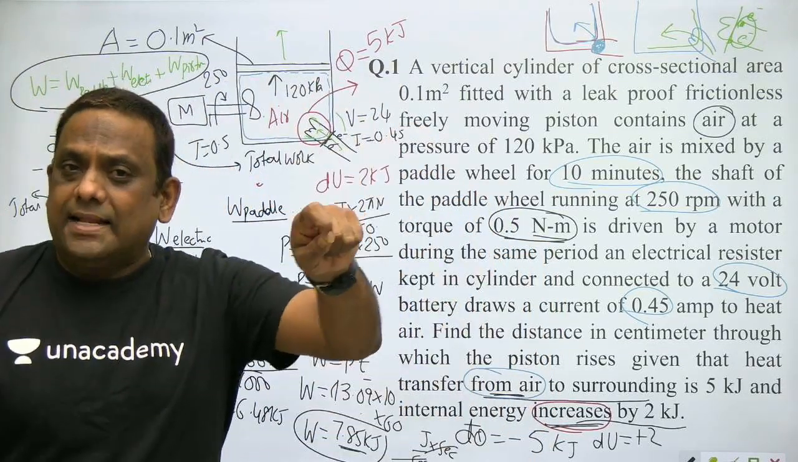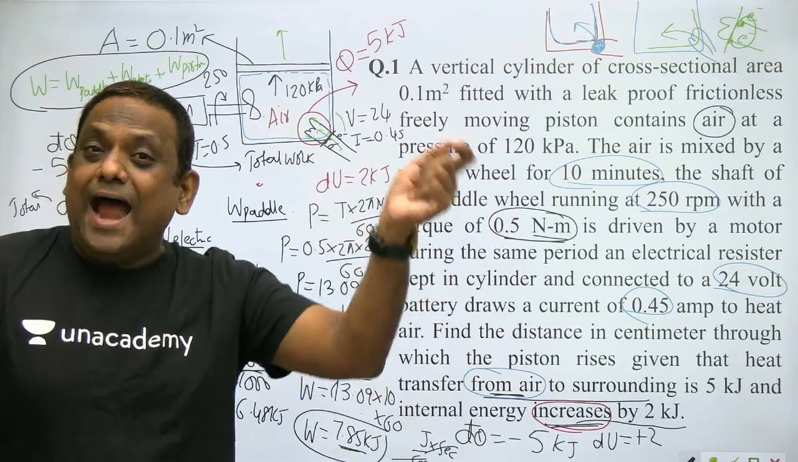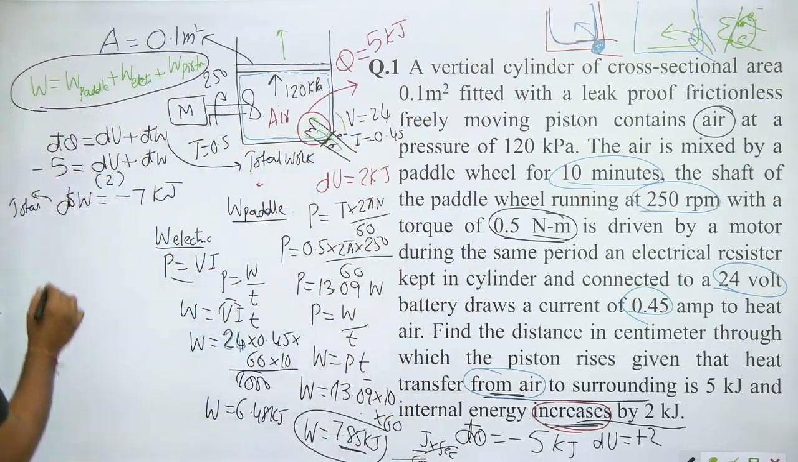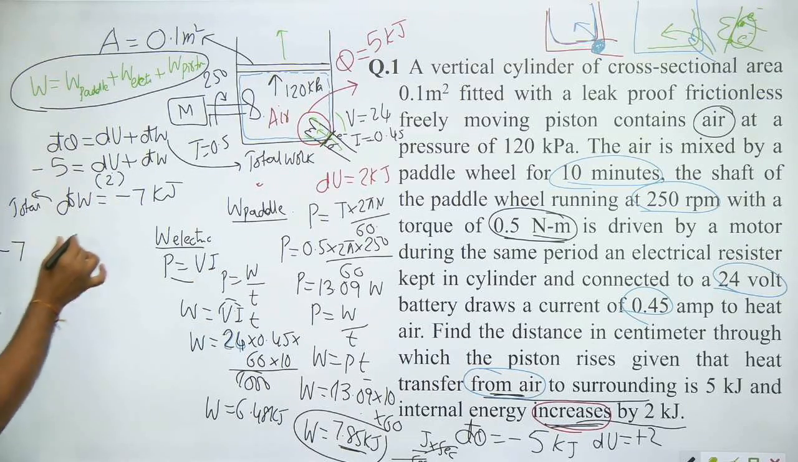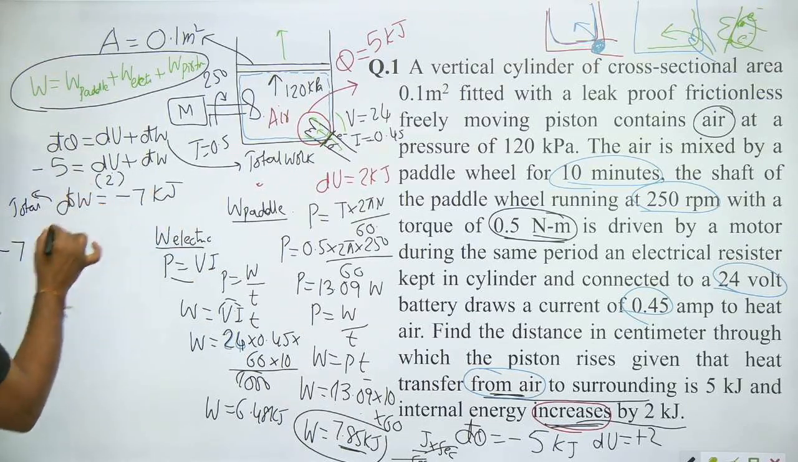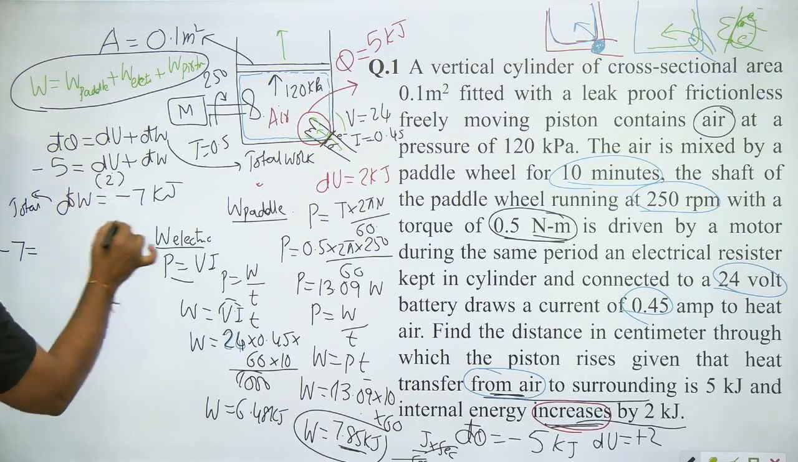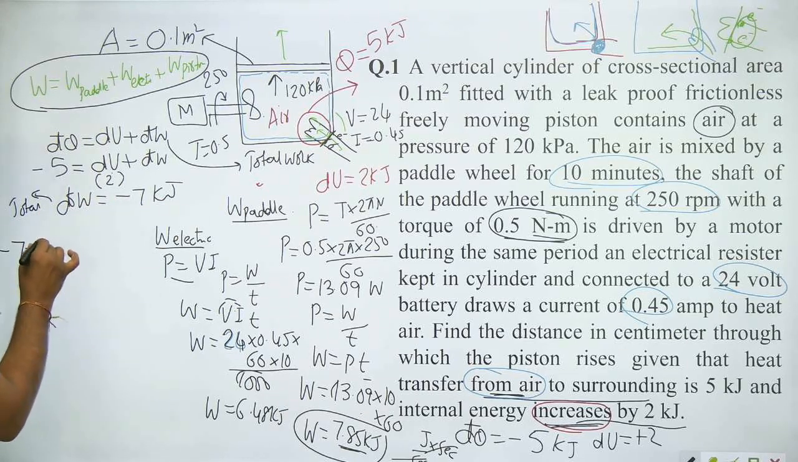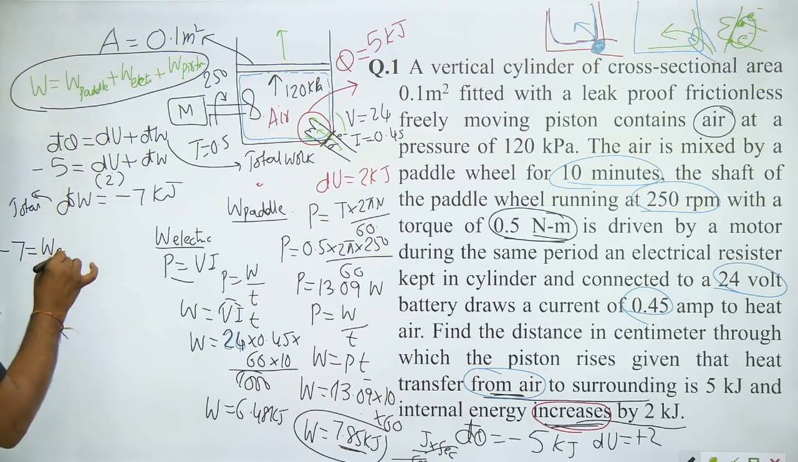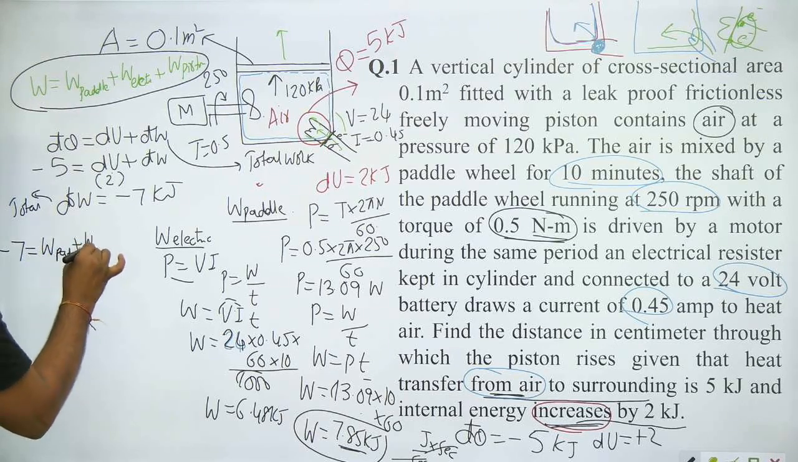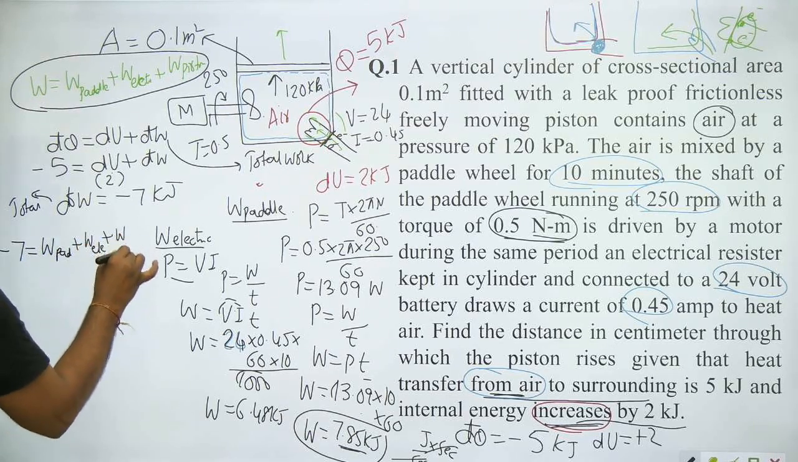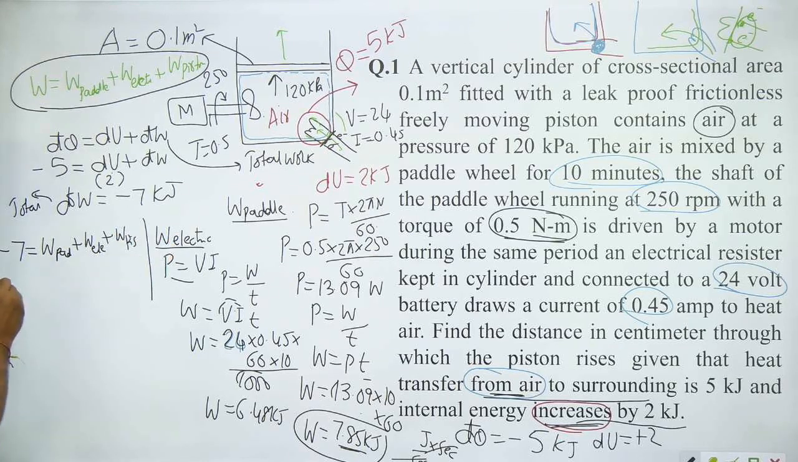Now look, the total work has three components. What are those? Paddle wheel work, electric work, and piston work. Let's see now. Total work is minus 7. Look here, total work is minus 7, that is equal to paddle wheel plus electric plus piston raising work.